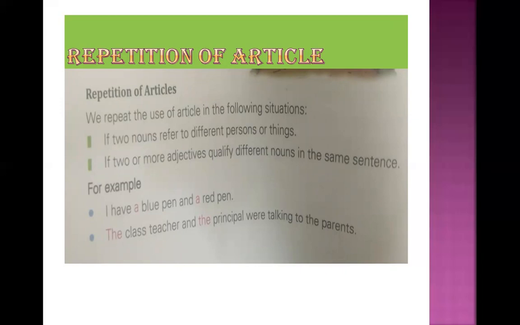If I say, I have a blue pen and a red pen, here I am talking about two nouns that refer to different persons or things. Next, the class teacher and the principal were talking to the parents. This is how we repeat the articles. Only in these two conditions we repeat the articles.